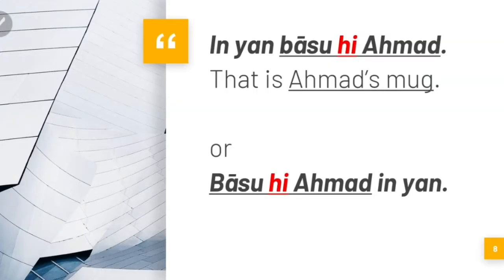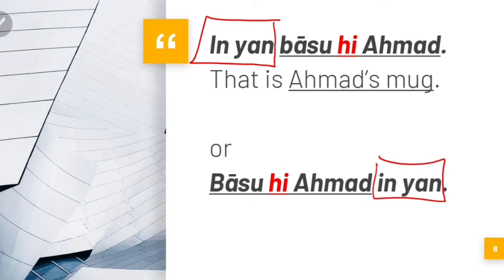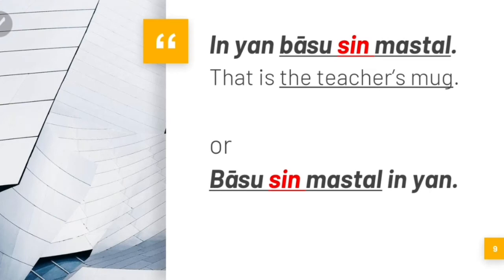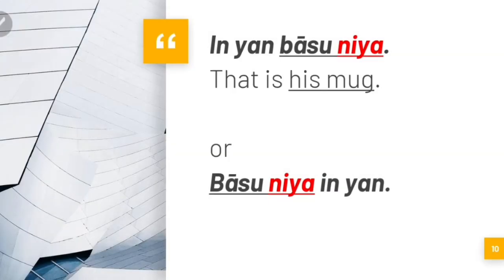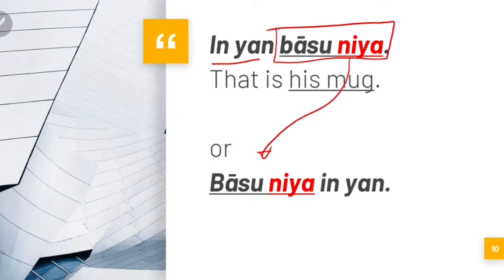So let's look at examples again. Inyan basuhi Ahmad, that is Ahmad's mug. We can transpose this here at the end. We can also say basuhi Ahmad inyan, that one is the mug of Ahmad. Or you can say inyan basusin mastal, basusin mastal inyan. Or you can say inyan basunya, or basunya inyan. We simply transpose this here to the front and the remaining two back.